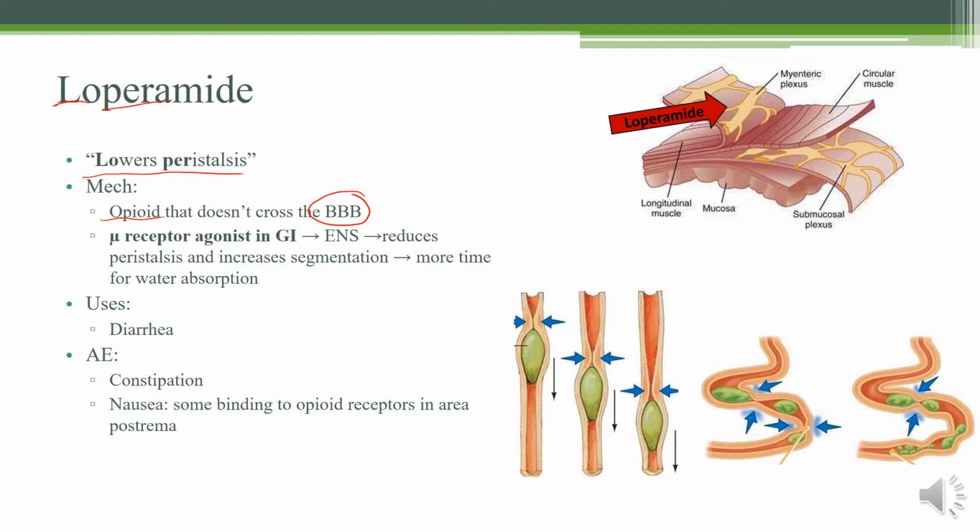The way it works is by being an agonist to mu receptors. It activates these mu receptors, which then goes to your enteric nervous system. For the most part, it inhibits your enteric nervous system and it reduces peristalsis, but it can actually increase segmentation. And what that means is that your GI system has more time to absorb water and you get less diarrhea. So of course we're going to use it to reduce diarrhea.